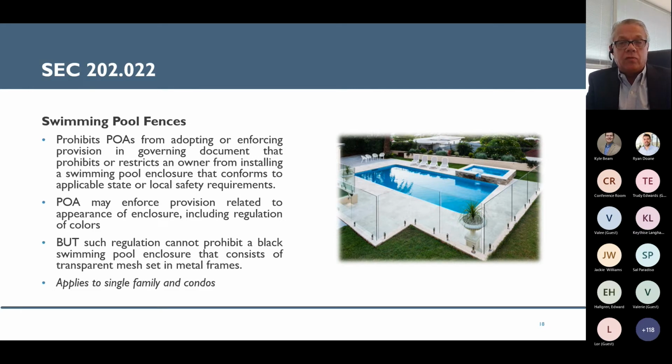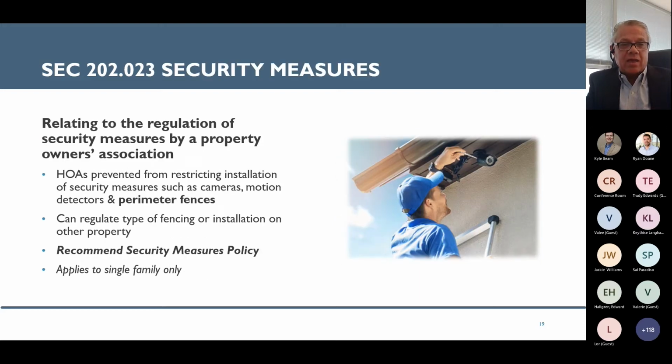One of the more controversial laws that was passed was regarding security measures. Associations are now prevented from restricting installation of security measures, which includes cameras, motion detectors, and probably most notably perimeter fencing. Almost every set of deed restrictions has a restriction that you can't build a fence forward of the residence, or in the front yard of a residence. Those are now out the window. The law will allow you to build a fence around the perimeter of your lot as a security measure. And the law gives us very little guidance on how an association can regulate that. It says that we can regulate the type of fencing, whatever that means.